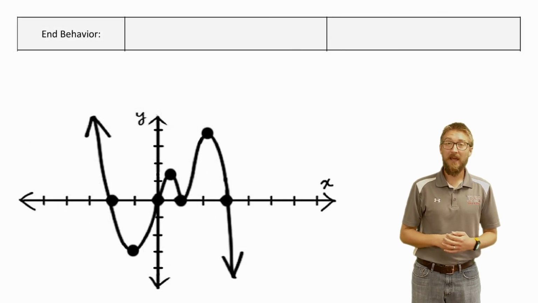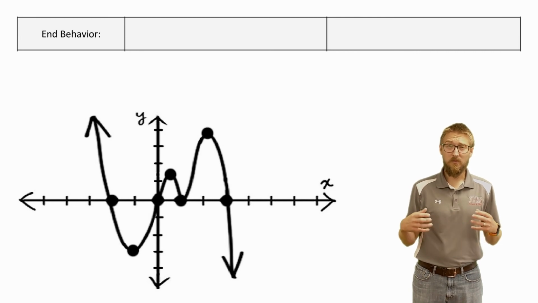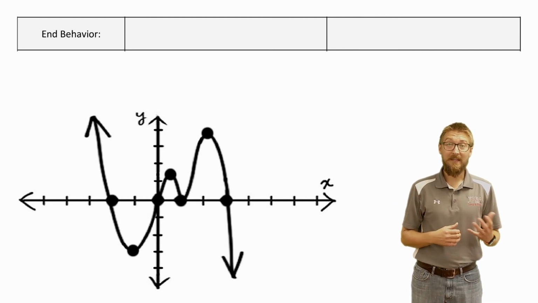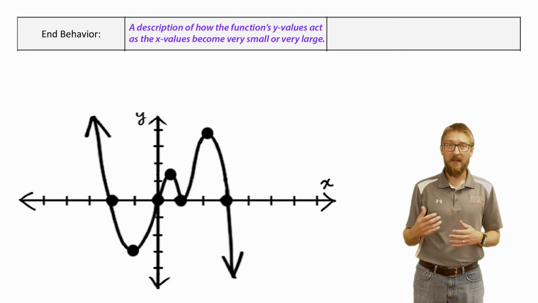This next idea is called end behavior. And if you think about what that says, or what it sounds like, it's observing the actions that go on at each end of the function. So the definition here would be a description of how the function's y values behave as the x values become very, very small, going towards negative infinity, or very, very large, going towards positive infinity.